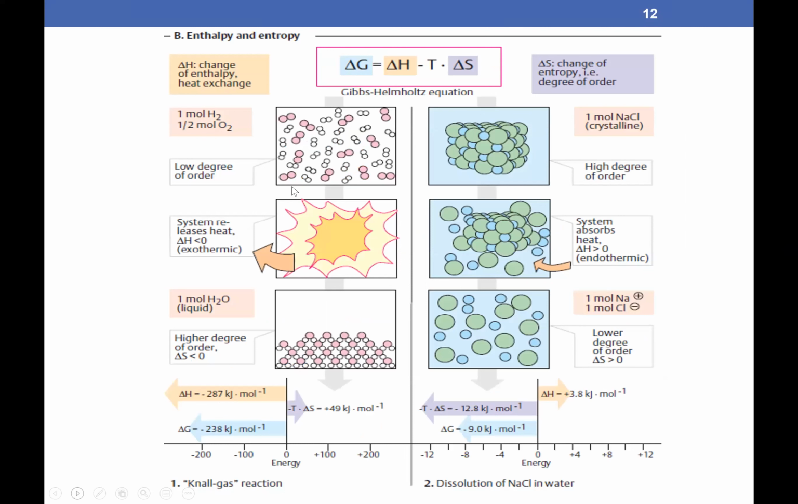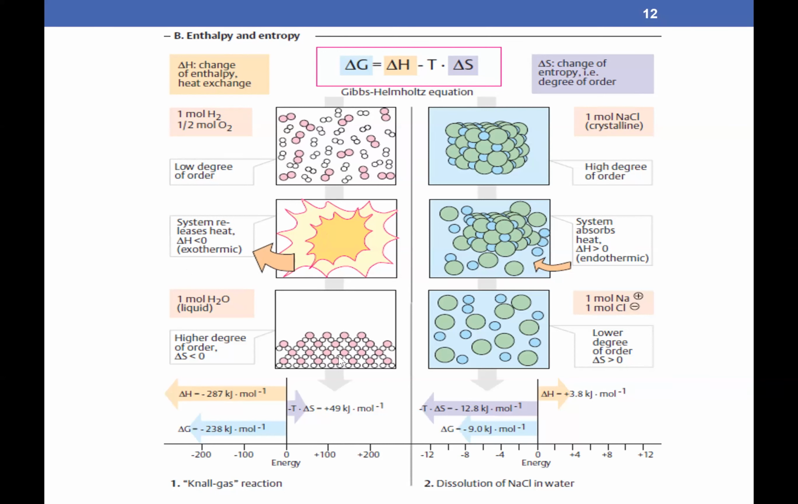Okay, now this is a good illustration of entropy. So we have two examples. First one, hydrogen and oxygen mixing to become water. We know that hydrogen and oxygen are gases, so they have very high entropy. And when they mix, it's an exothermic reaction. So the reaction gives out heat. I can see that my delta H is negative, exothermic.